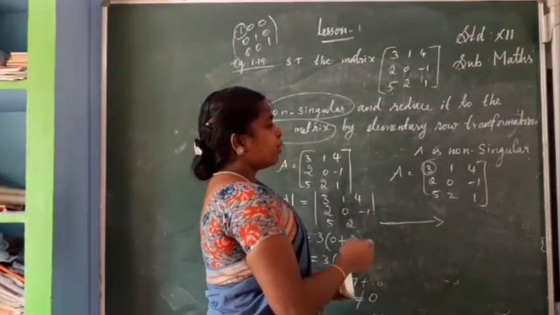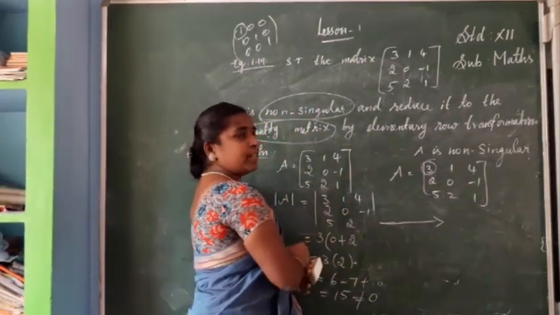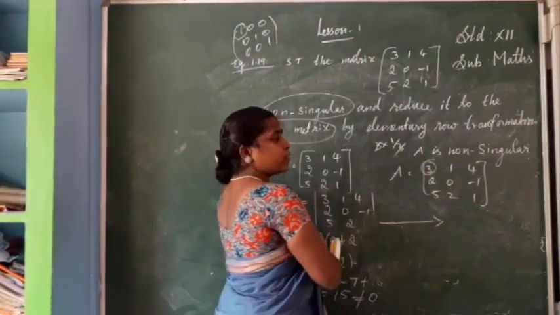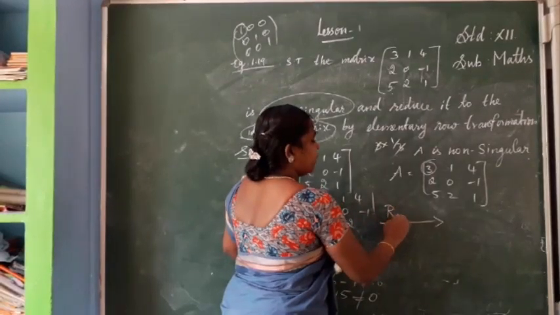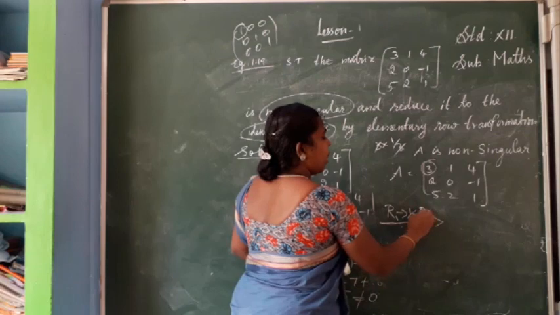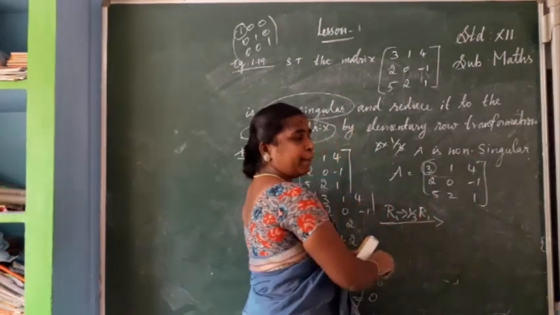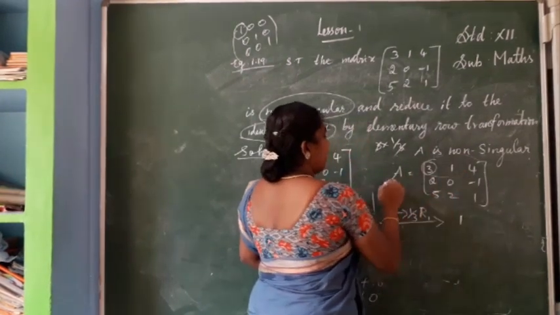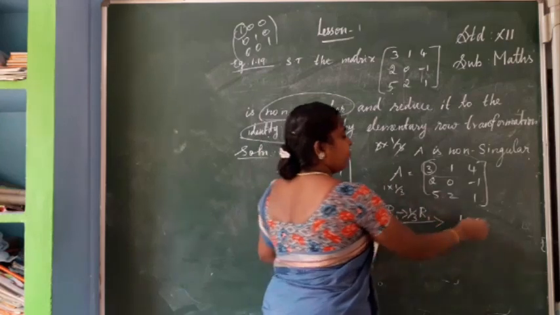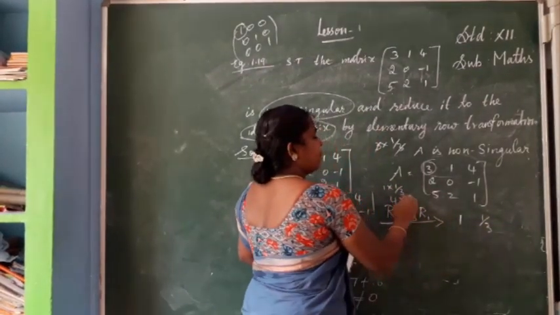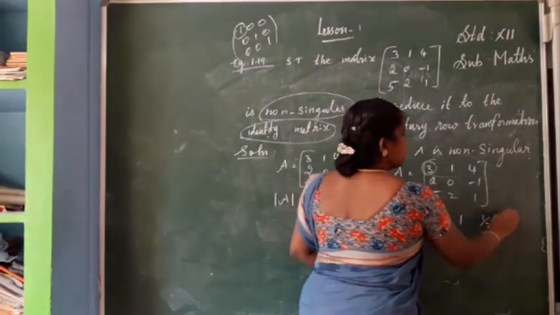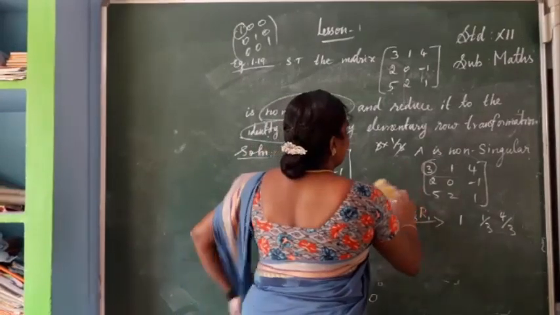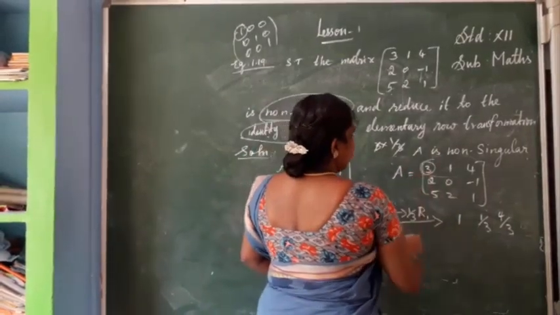So what do you do? If we multiply by 1 by 3, 3 into 1 by 3 gives 1. So R1 becomes 1 by 3 into R1. All the elements you multiply by 1 by 3. So 3 into 1 by 3 is 1. Next, 1 into 1 by 3 means 1 by 3. Next, 4 into 1 by 3 is 4 by 3. First row completed. The next rows do not change in this step.